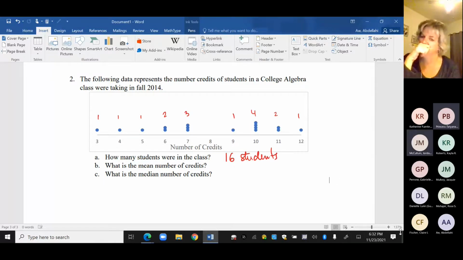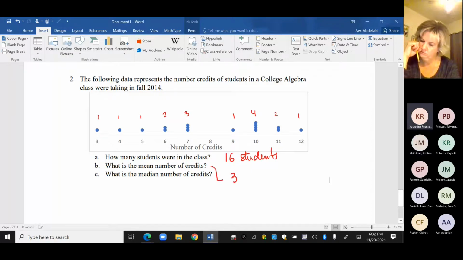To find the mean here, we're going to add up the data. This resembles what I was explaining about the frequency table, right? So we have 3 how many times? 1 time. Plus 4 how many times? 1. 5 how many times? 1. How many times 6? 2.